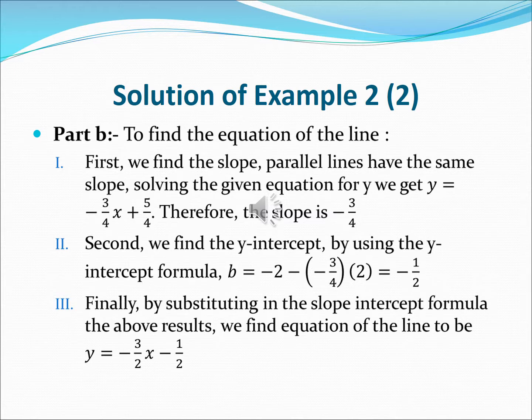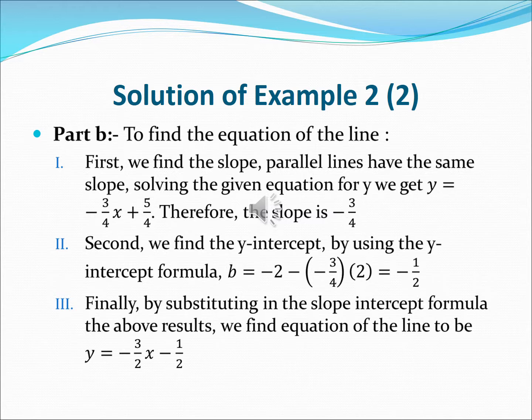Part 2 of the solution. For example 2, part B. To find the equation of the line, first we find the slope. Parallel lines have the same slope. Solving the given equation for y, we get y equal to -3 over 4 x plus 5 over 4. Therefore, the slope is -3 over 4.